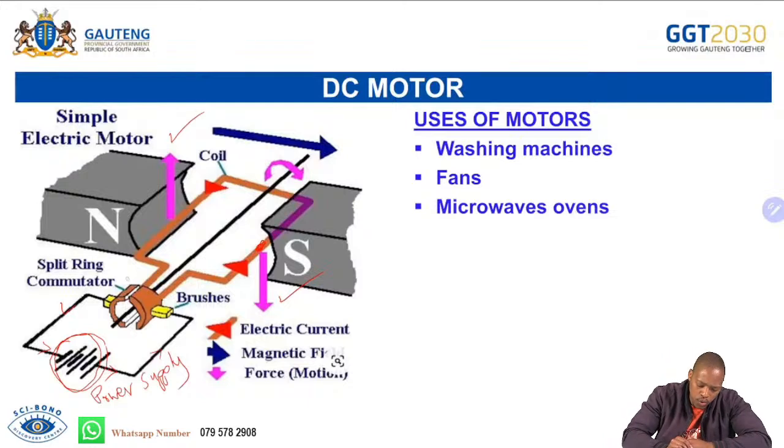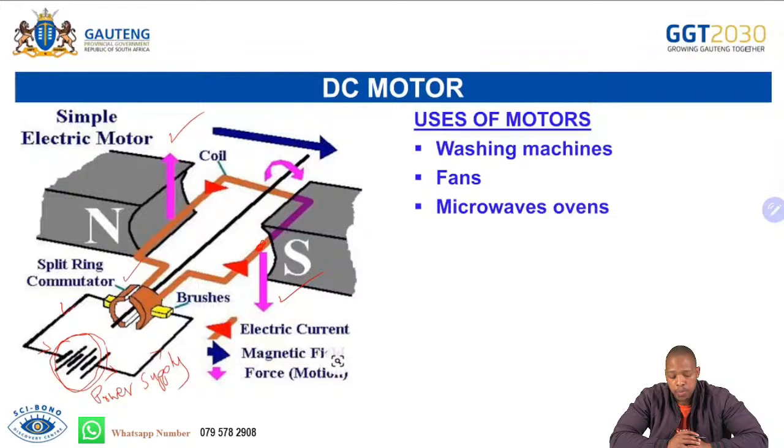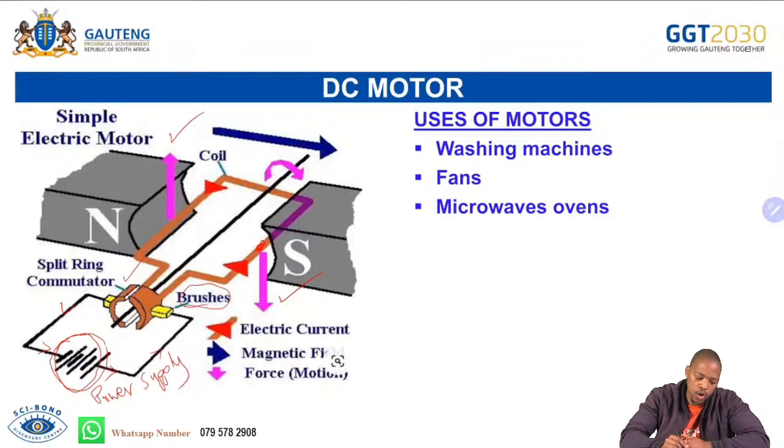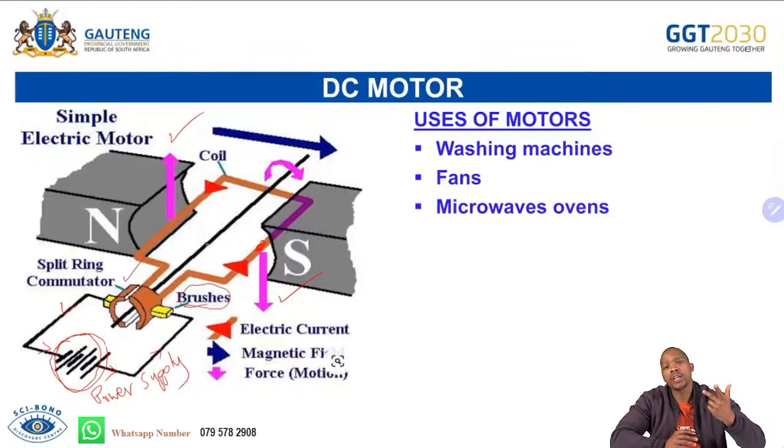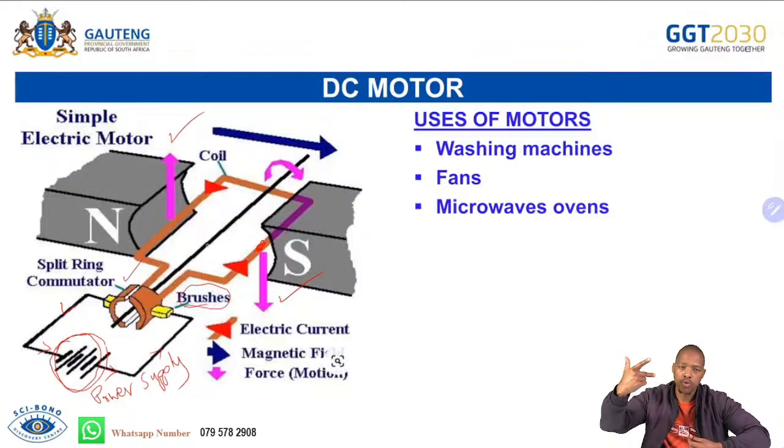So you expect to also see what? Commutator there, or split rings, right? And you're also going to see this thing called what? Carbon brushes. And you see those carbon brushes, obviously with a coil and those two magnets. And you are always going to be determining the direction of motion using the left hand FBI rule, where F is the force, B is the direction of magnetic field, and I is the current. So for motors, we use the left hand. For generators, we use the right hand.